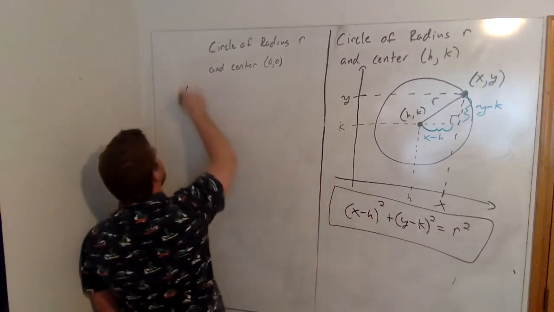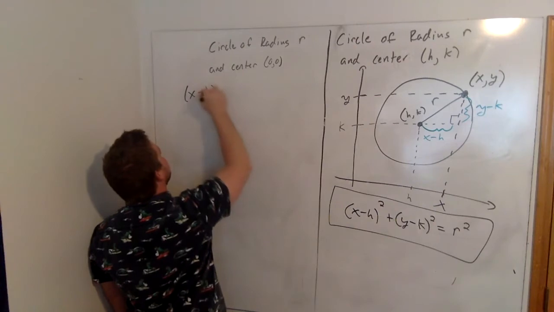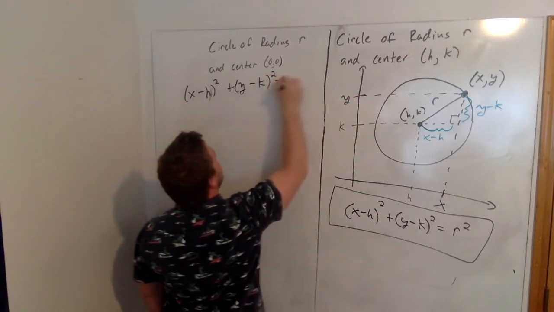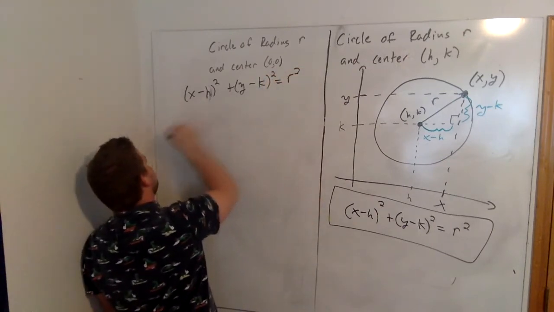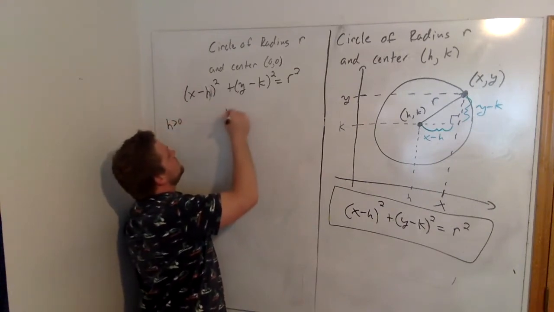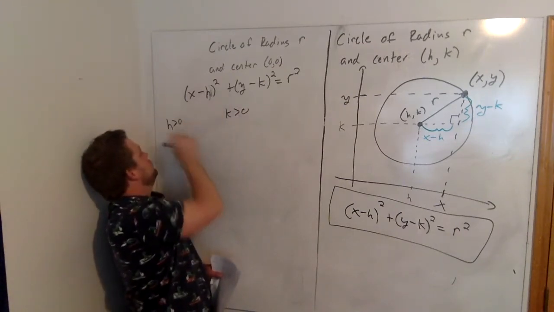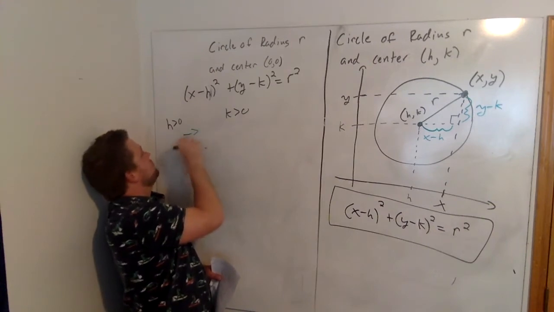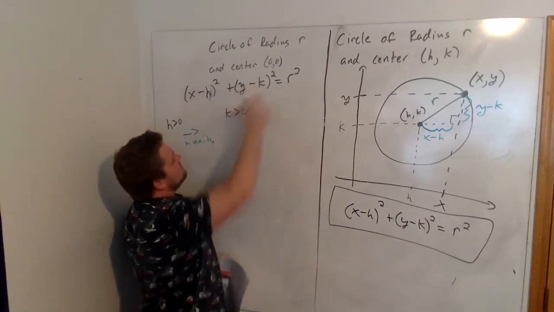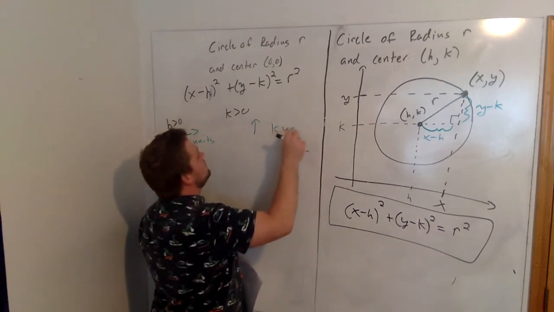So we have (x minus h) squared plus (y minus k) squared equal to r squared. Well, in this case, let's say h is positive and k is positive. Well, this is going to shift the circle to the right h units. And subtracting a positive k value from y is going to shift the graph up k units.